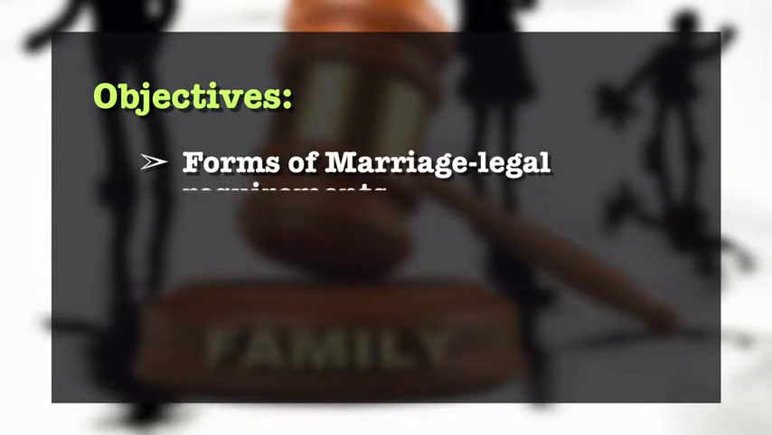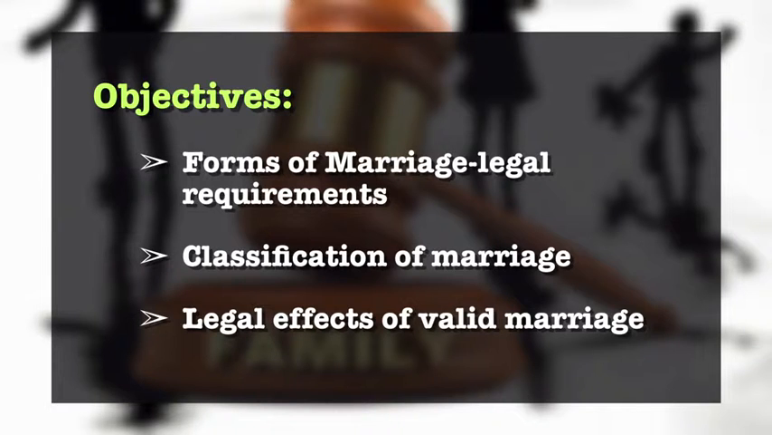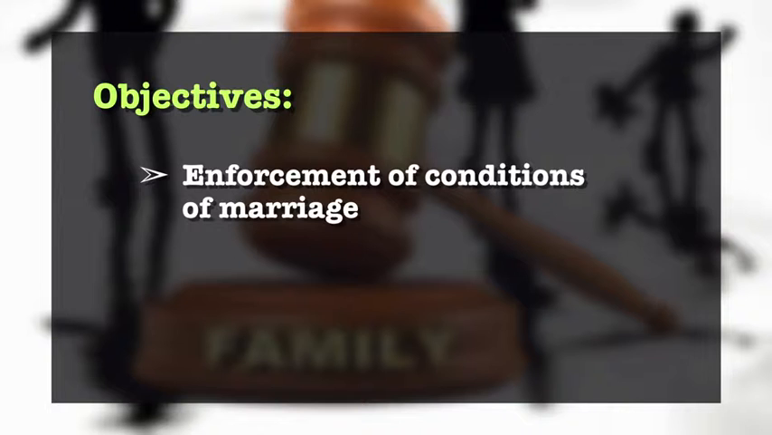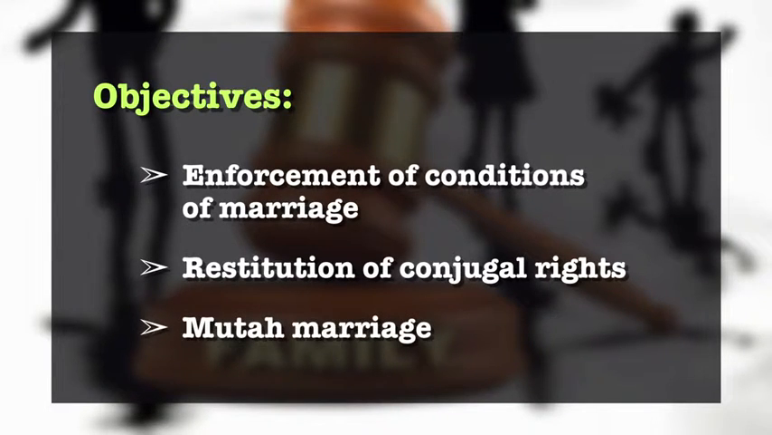1. Forms of marriage, its legal requirements. 2. Classification of marriage. 3. Legal effects of valid marriage. 4. Enforcement of conditions of marriage. 5. Restitution of conjugal rights. 6. Mutta marriage. To make a Muslim marriage valid, the following essentials are necessary, and without following them, the Muslim marriage will not be valid.